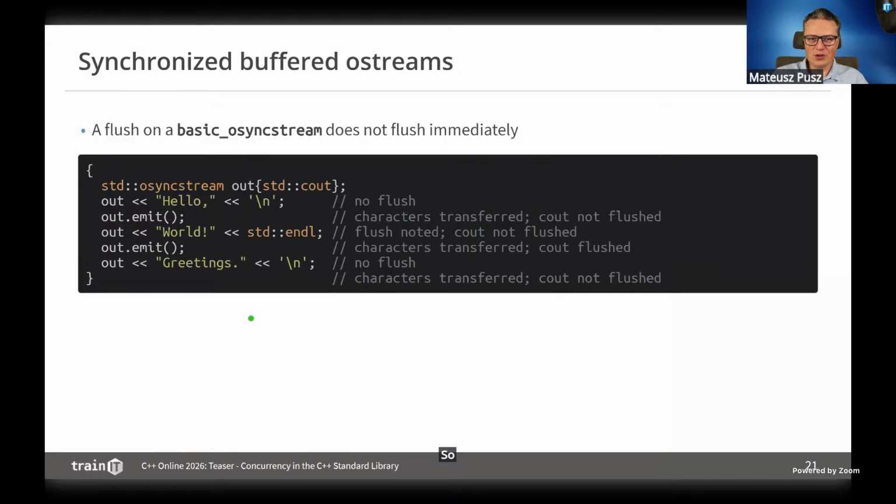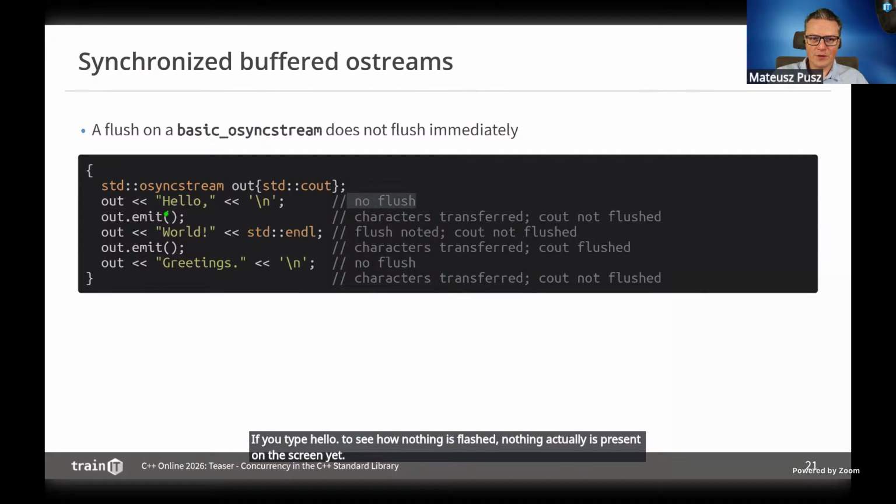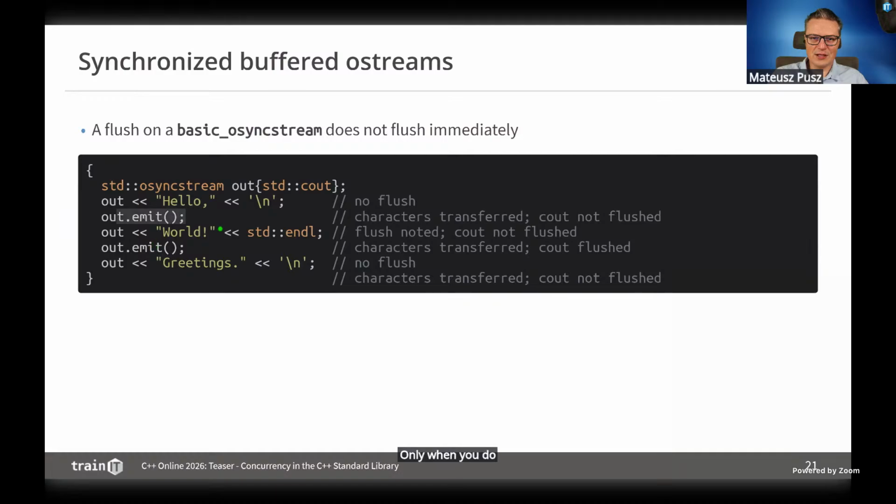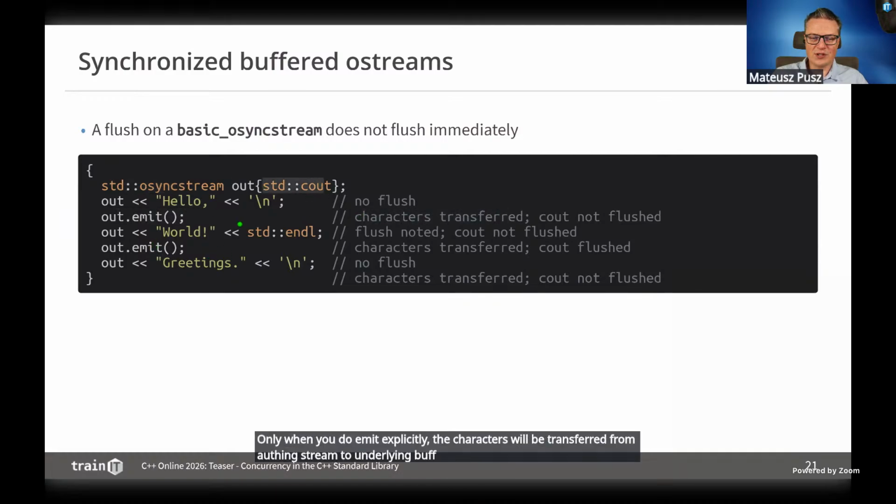So how does this work in practice? If you have an async stream here wrapping cout, and you type hello to it, nothing is flushed, nothing is present on the screen yet. Only when you do emit explicitly will the characters be transferred from the async stream to the underlying buffer. So cout will have it, but will not print it yet because it was not flushed.